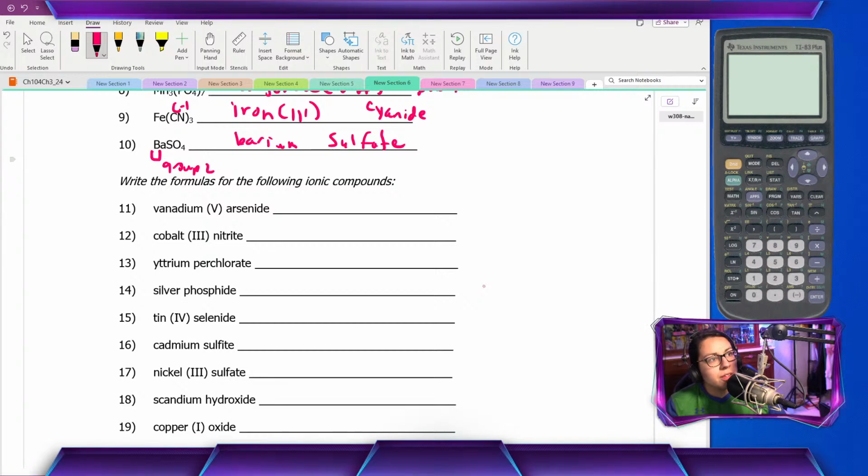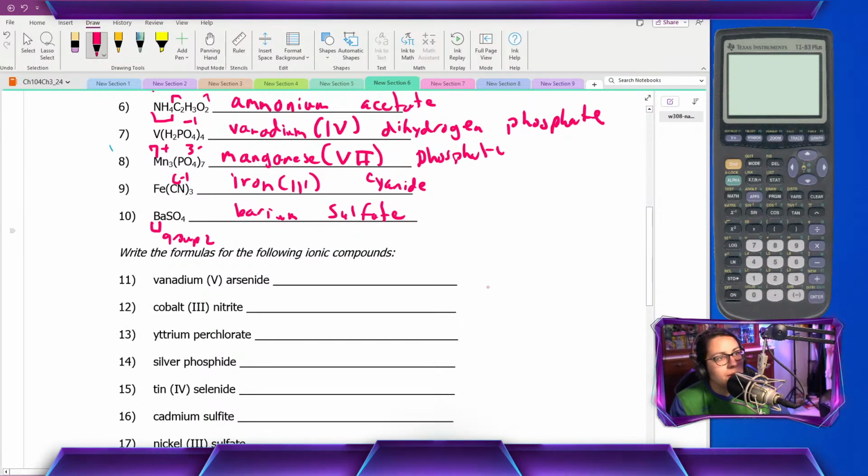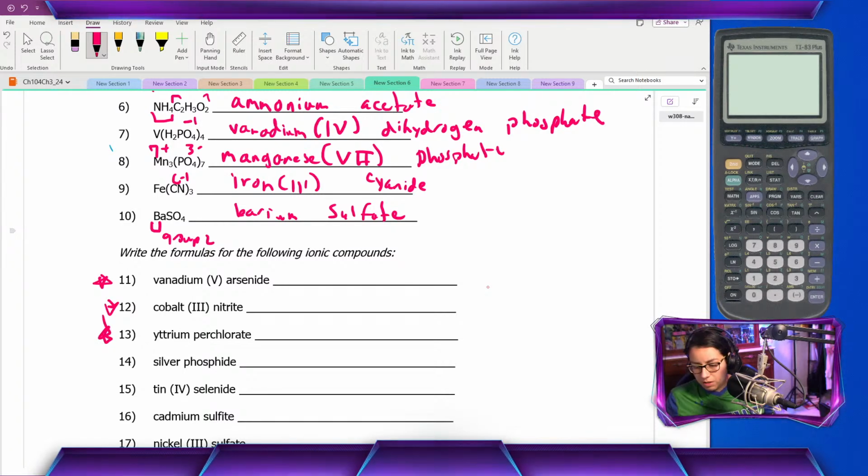So let's try at least a few of these going the other way. So writing out our formulas now. So let's definitely look at, well, let's just look at the first 3 for sure.